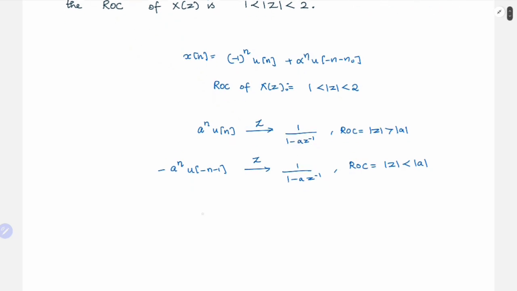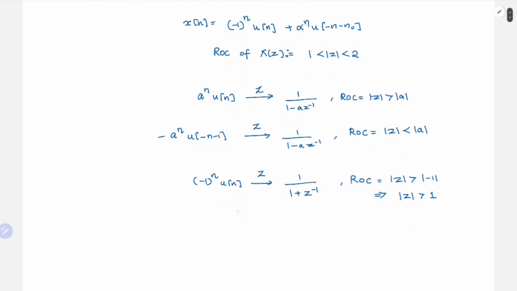So here if you see, we have only two signals. Minus 1 power n u of n will give us a z transform 1 by 1 plus z inverse, and our ROC will be mod z greater than mod minus 1, which implies that mod z is greater than 1. So this is the first part. The second signal should give us something like mod z less than 2. So alpha power n u of minus n naught should give an ROC mod z less than 2.